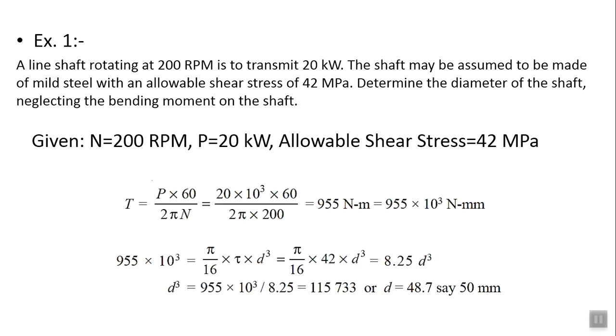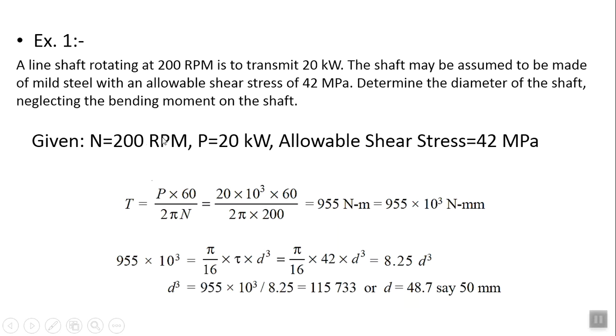So, the known equation T by J is equal to tau by R will be applicable. Again, what is given to us? The RPM, N is equal to 200 RPM, power is equal to 20 kilowatt, and allowable shear stress is equal to 42 megapascal. So N, P, and tau are given.